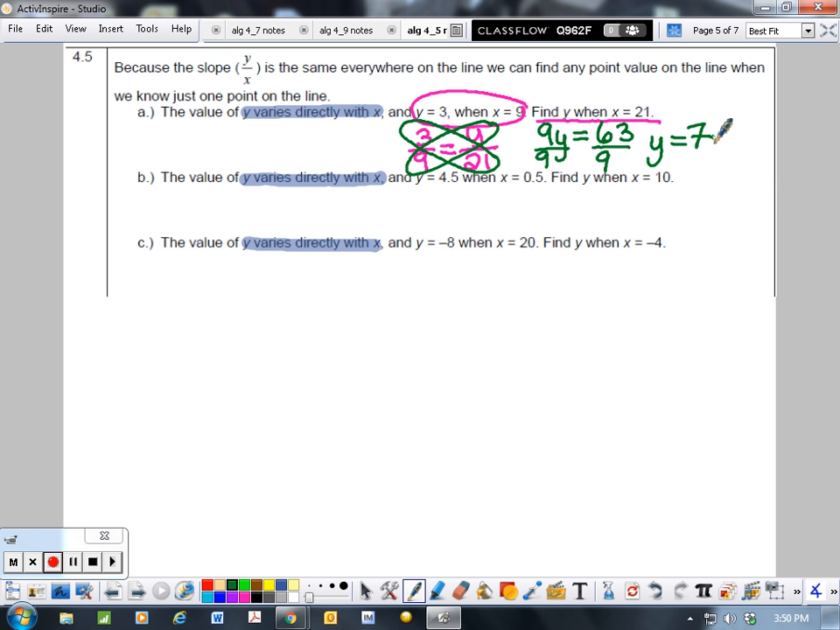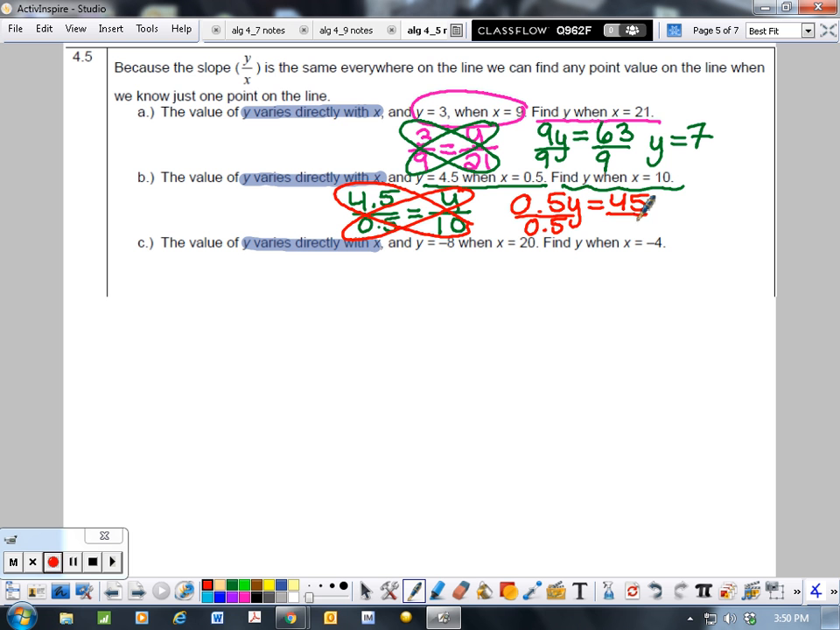So on our next one, y is 4.5 when x is 0.5. So 4.5, y on top, x on bottom, that should be equal to my next point. So find y when x is 10. So y over x. And now we can just cross multiply. So from here, I multiply across 0.5y equals, when I multiply across the other direction, 4.5 times 10. And now I divide by 0.5 on both sides. And I find out that y is actually 90.